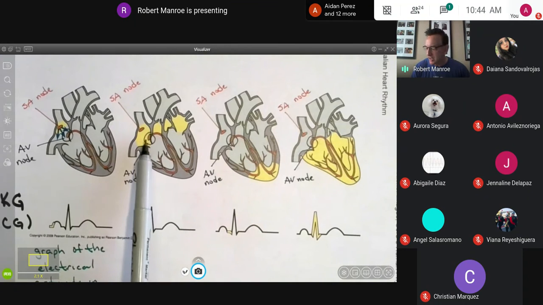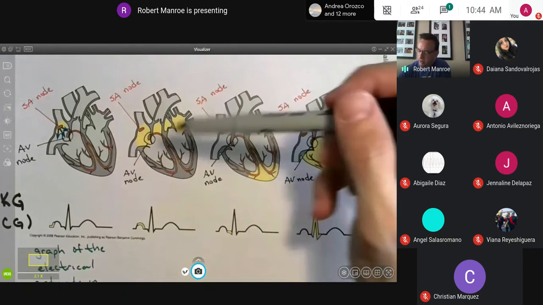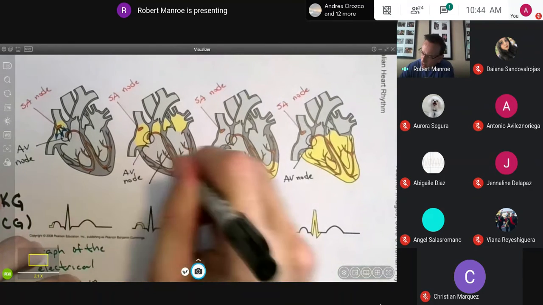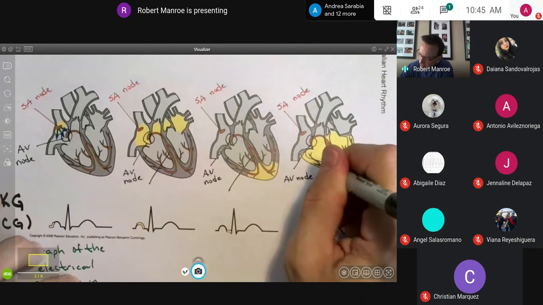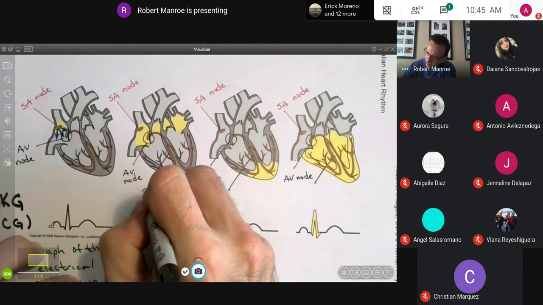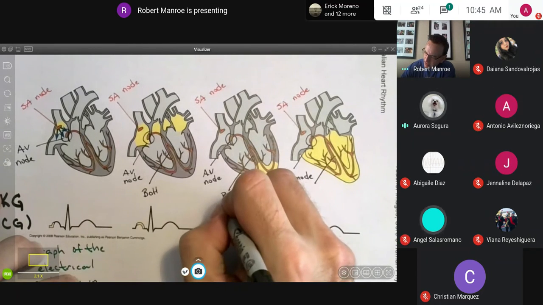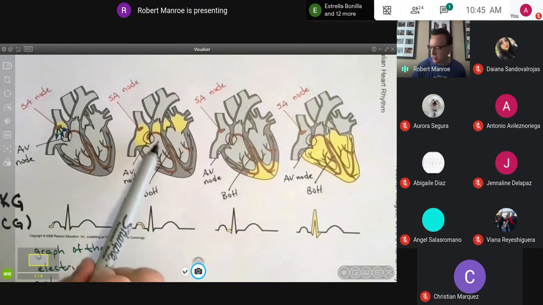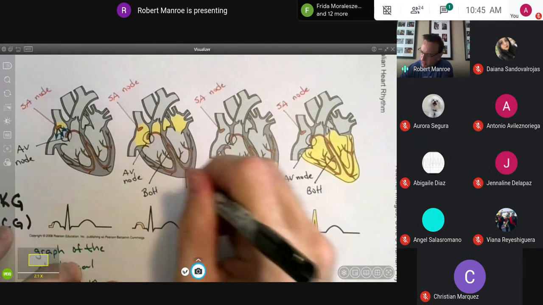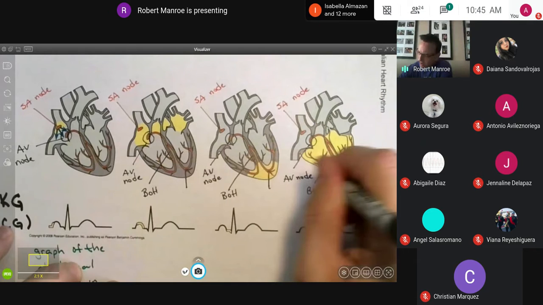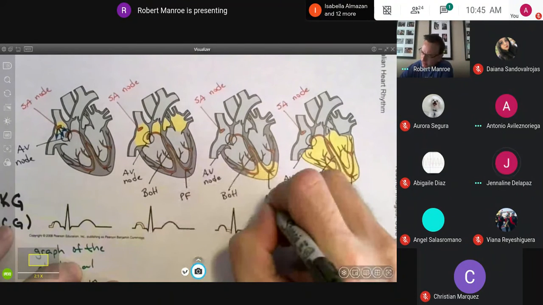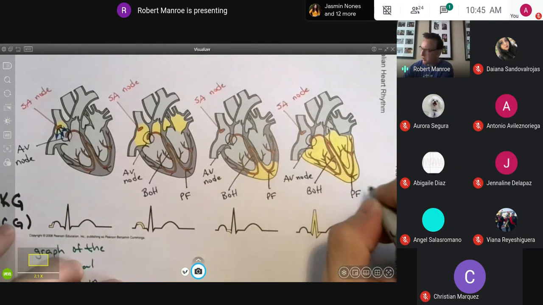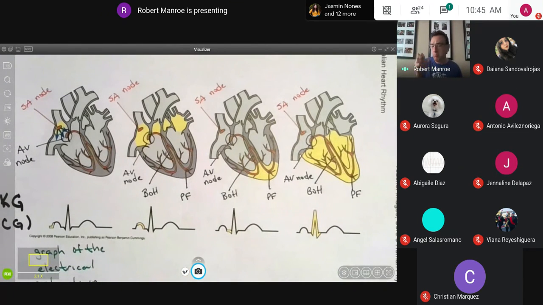So the impulse hits the AV node. The impulse goes down this core piece here. What is this core piece here? Bundle of His. Bundle of His, excellent. The impulse then goes through the bundle of His and hits these fibers all around the base of the heart, and those are called Purkinje fibers. The entire bottom half of the heart contracts all at once. Boom. That impulse is much, much stronger, and so that impulse is seen here.